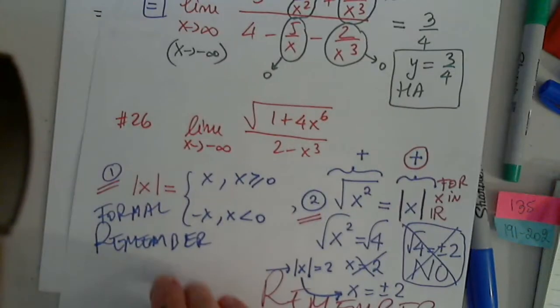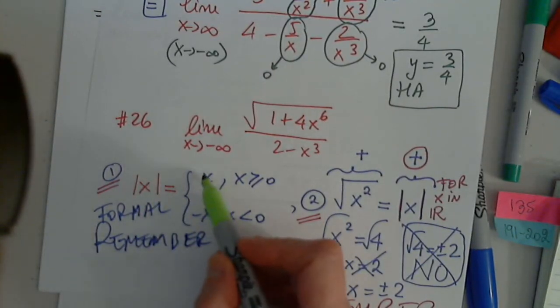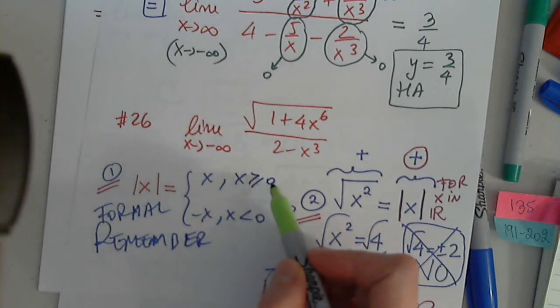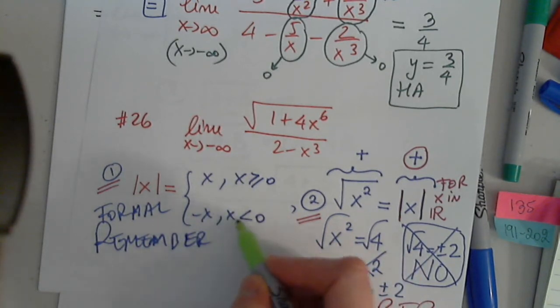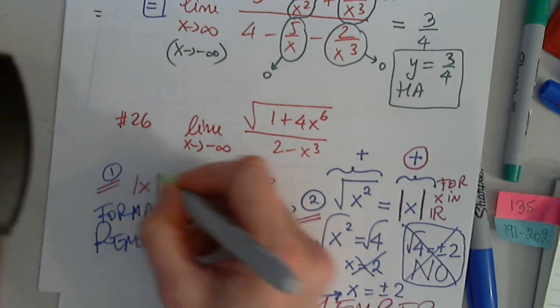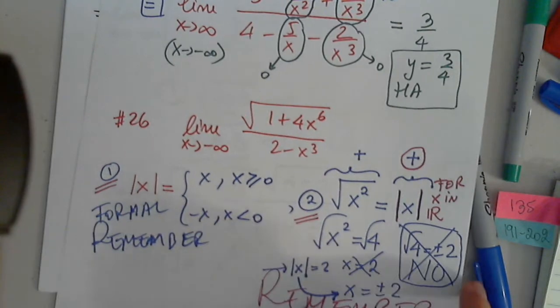So this is the absolute value of x to the 3rd. This will be x to the 3rd if x is greater than or equal to 0. Will it be negative x to the 3rd if x is less than 0? So if I have a power here, 3 and 3 is the same thing. The formal definition is the same.